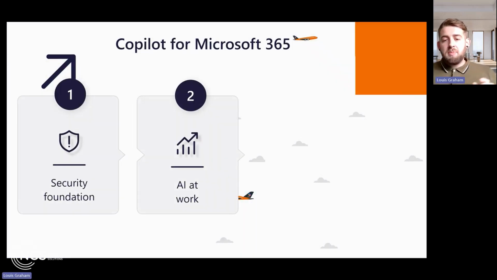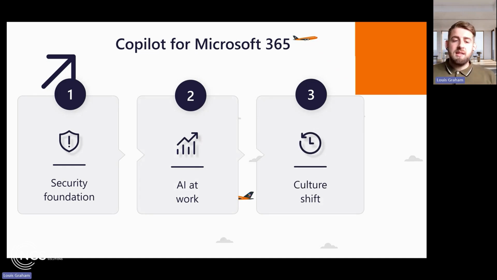Now, the three key pillars that I will go over today are security, AI at work, and then finally culture shift. Security is always the first thing I like to talk about, because in my eyes, this isn't an AI project. It is a security project first off. Security has previously been done in two different areas recently, but there is a third that has been sort of an ugly duckling in the corner.